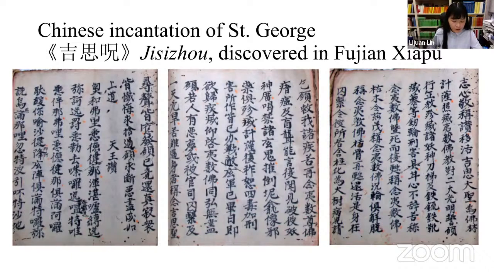This indicates that the legend of St. George was not only well received in the Uyghur Kingdom of Qocho, but had also been introduced into South China and even absorbed into other folk religions at an early date. So all these versions, including the Syriac, Sogdian, Uyghur, and Middle Chinese versions, bear witness to the great popularity the legend enjoyed in the Turfan oasis.